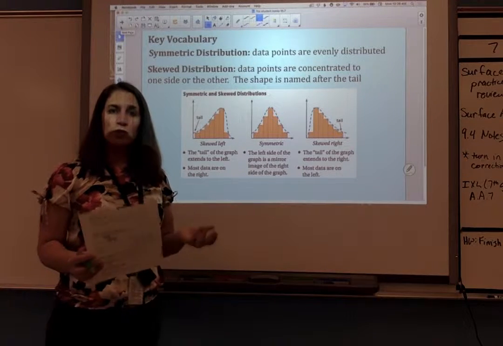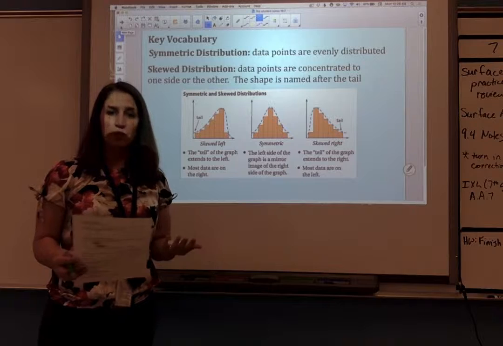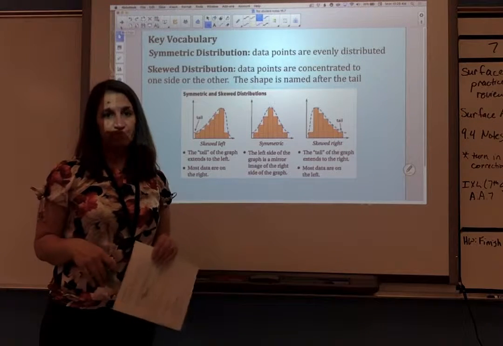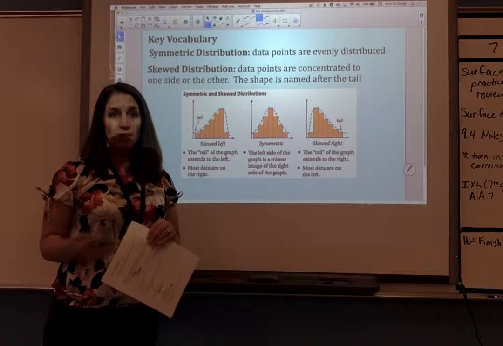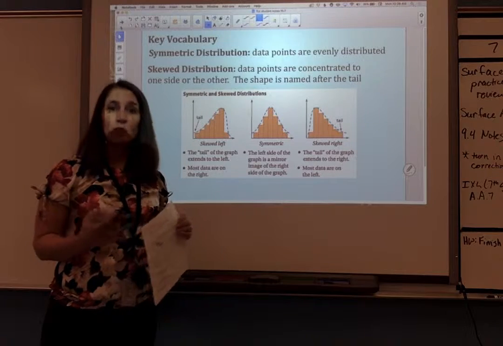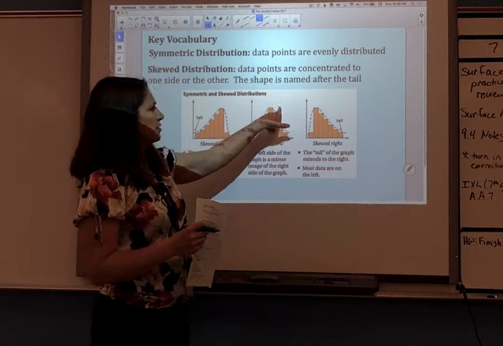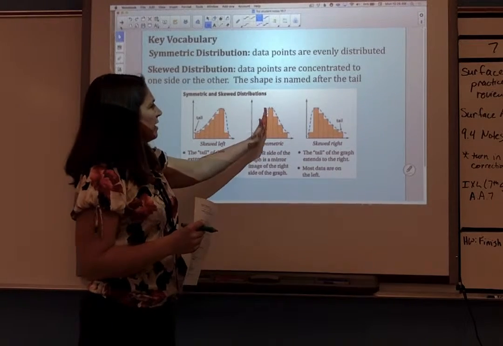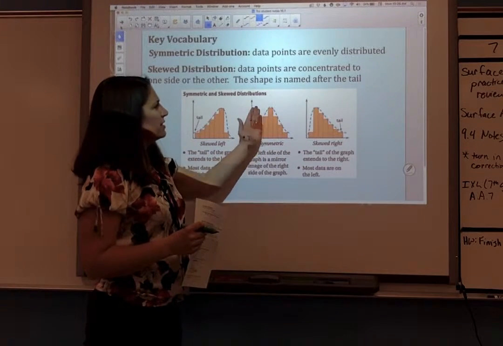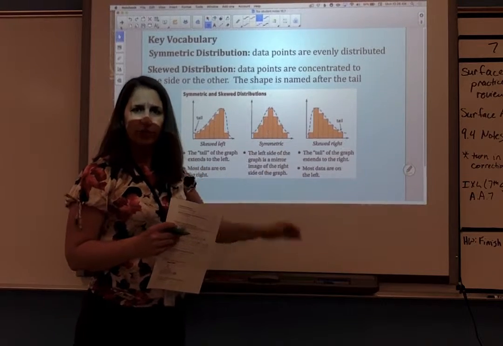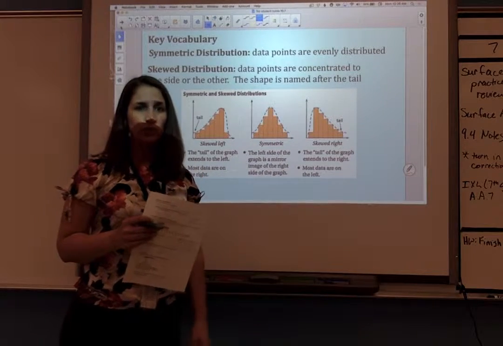So a symmetric distribution is one in which the data points are evenly distributed. On a skewed distribution, the data points are concentrated to one side or the other. So here we see an example of a symmetric distribution where, if we look at where the middle is, the left and the right side look pretty similar to each other. So that's a symmetric distribution.